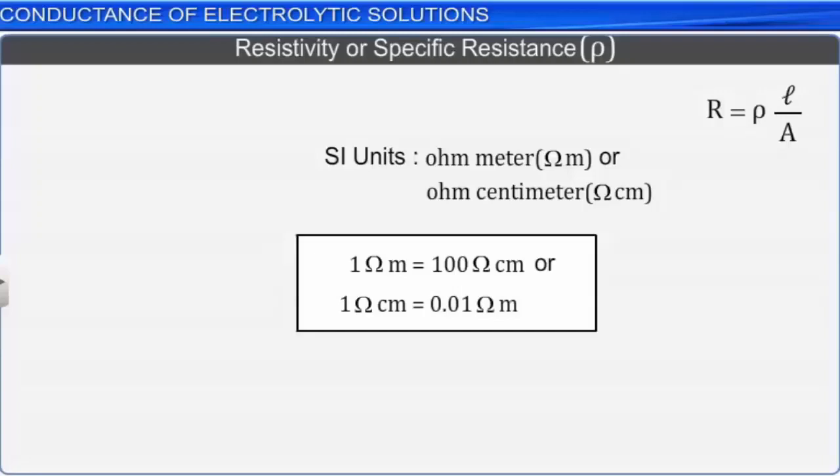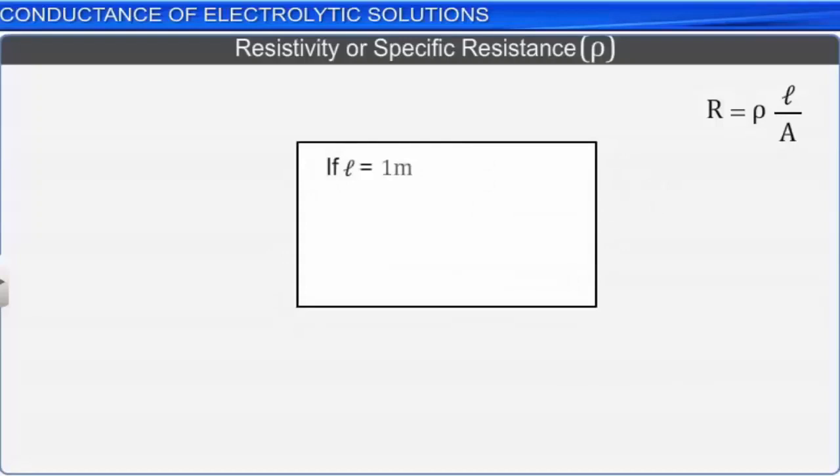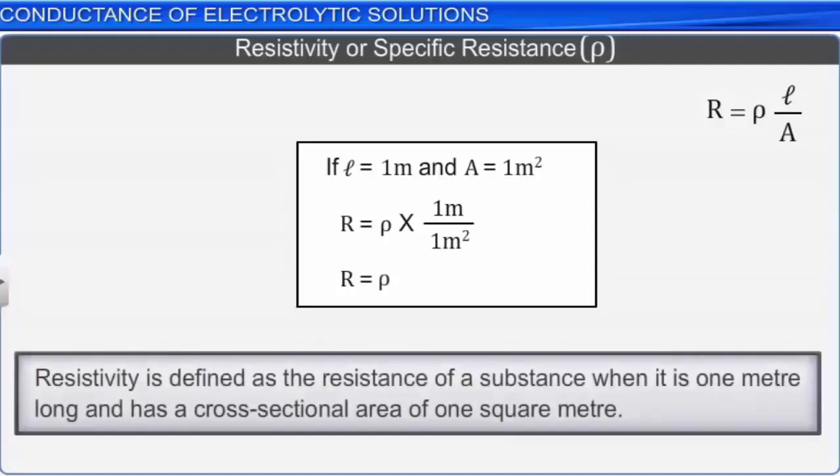If the length of the conductor is 1 meter and the area of its cross-section is 1 square meter, then resistance R becomes equal to the resistivity ρ. Thus, resistivity is defined as the resistance of a substance when it is 1 meter long and has a cross-sectional area of 1 square meter.